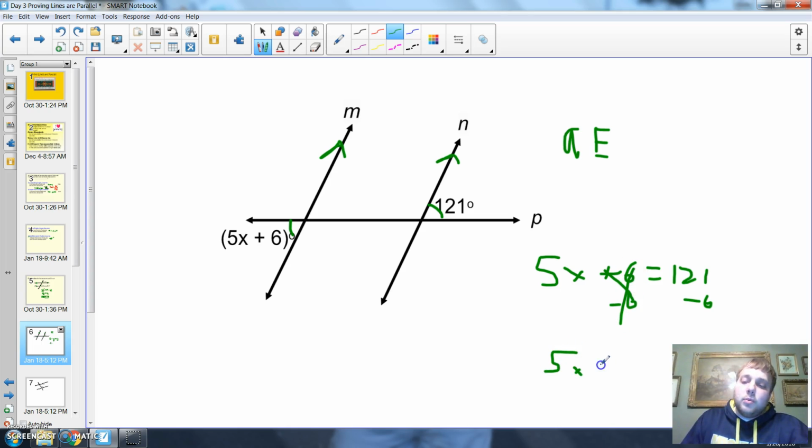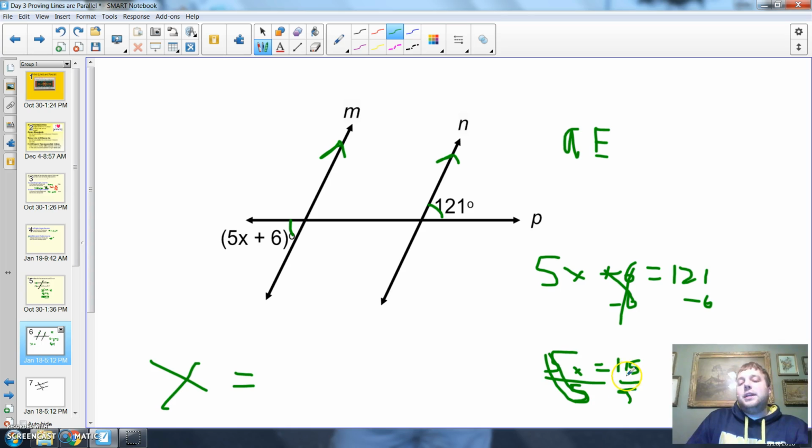5x equals 115. Divided by 5. I wish I would have grabbed a calculator. Oh, I can do this in my head. Alright, x will equal 115 divided by 5. Yes, that's a 5 right there. I believe that is a 23, Michael Jordan.